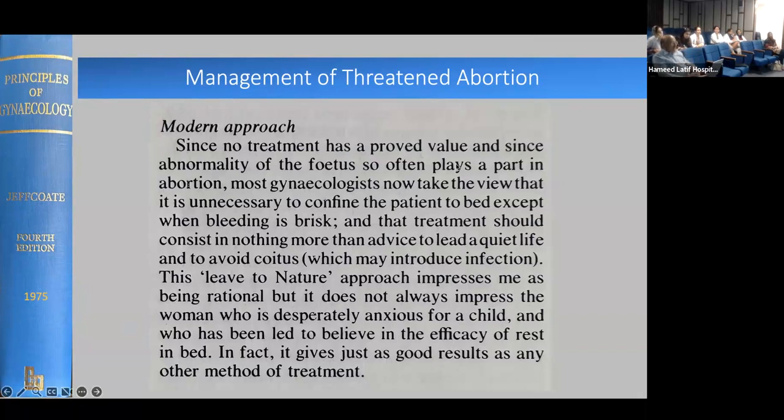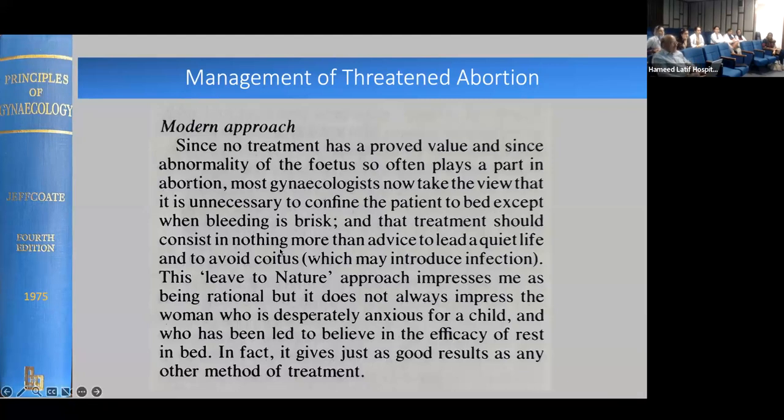Since no treatment has a proved value, and since abnormality of the fetus so often plays a part in abortion, that's chromosomal or other, most gynecologists now take the view that it is unnecessary to confine the patient to bed, except when bleeding is brisk. Of course, that would hold true even if someone is bleeding during heavy menstruation. Even at that time, you would advise rest.